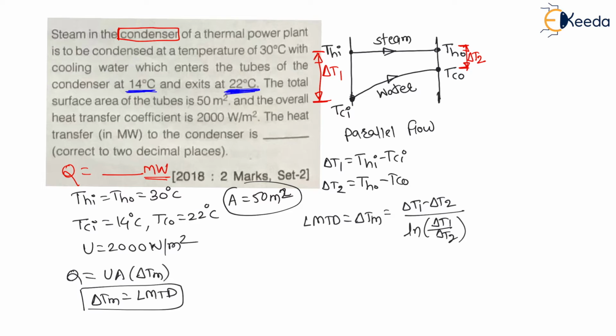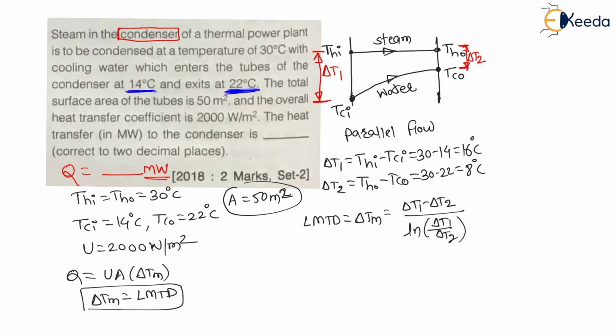So let us find this delta T1. Thi is 30, Tci is 14. Therefore, it is equal to 30 minus 14, which is nothing but 16 degrees Celsius. Right. Again, let us find this delta T2. Delta T2 is nothing but Tho minus Tco, this side temperature difference. Therefore, Tho is 30, Tco is 22. Therefore, it will become 30 minus 22, which is nothing but 8 degrees Celsius.